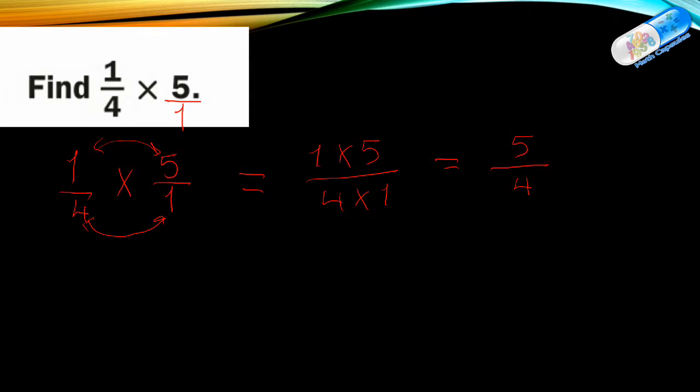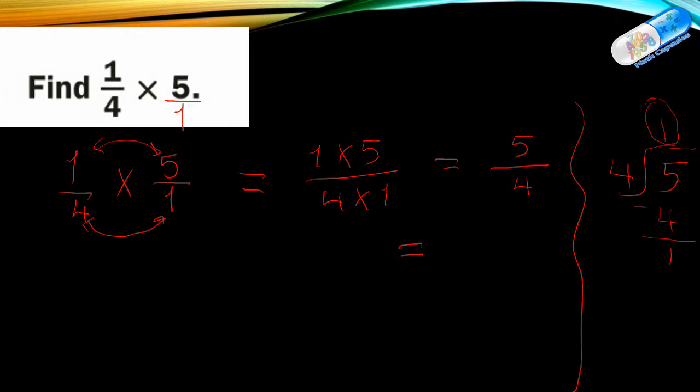Is this the simplest form, or do we have a greatest common factor that we can divide 5 and 4 by? Yes, this is the simplest form, but again, this is an improper fraction, so we have to write it in mixed number form. So we will divide 5 over 4. 5 divided by 4 equals 1. 1 times 4 is 4, and the remainder is 1. Again, this is the quotient, so I write it as the whole number part. And the remainder, I write it as the numerator. And what is the denominator? 4. I keep it as it is. So this is the final answer.